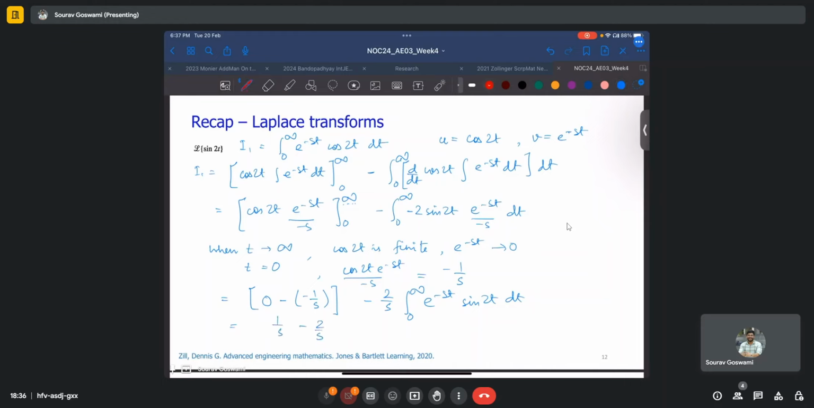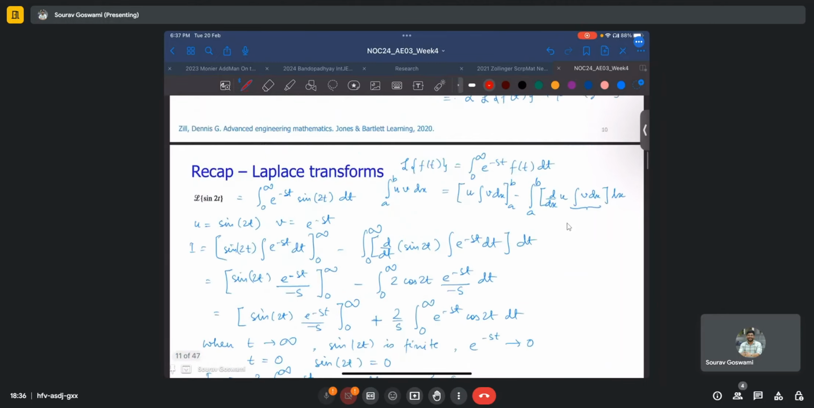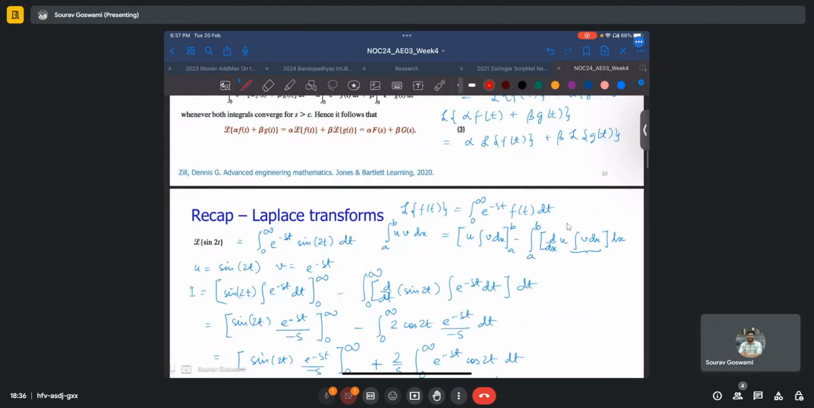Very interestingly, we have returned to where we started. We set out to evaluate this very integral, and we are back at it. But it's not as bad as you think. So let me just put it as I again. So I1 is 1 by s minus 2 by s times I.